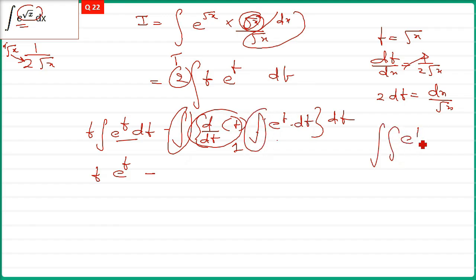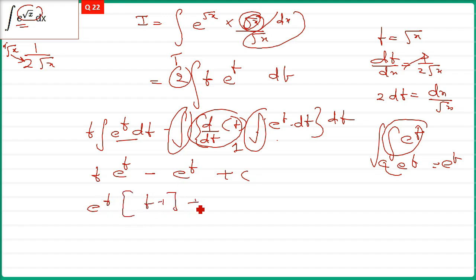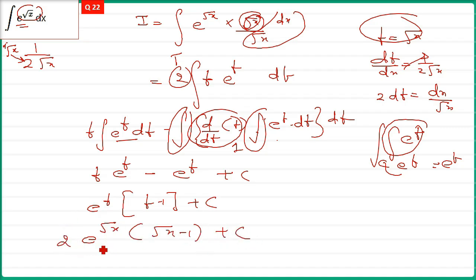So integration of e raised t you have to do. This will be e raised t. Again integration, e raised t. So we have no change at all here. So e raised t plus constant of integration. Now you can take e raised t common. t minus 1 will become inside the bracket. t was under root x. So e under root x and root x minus 1 plus constant of integration. So 2 was already there. So just multiply it by 2. That will form the final answer.